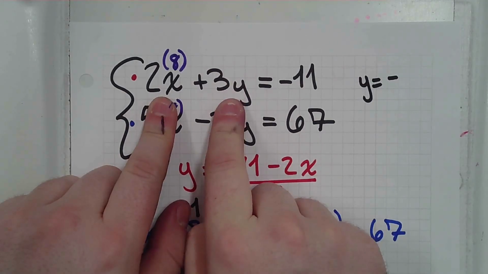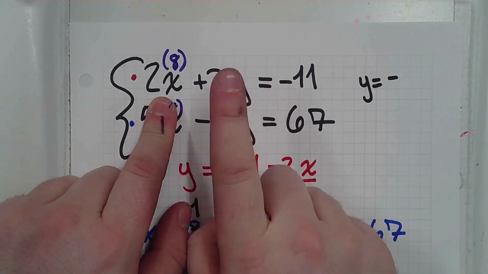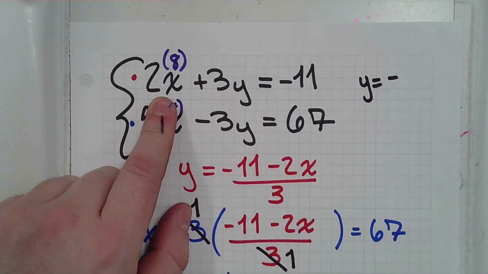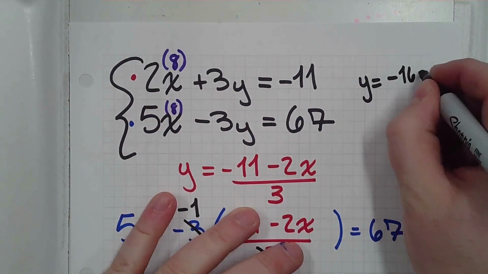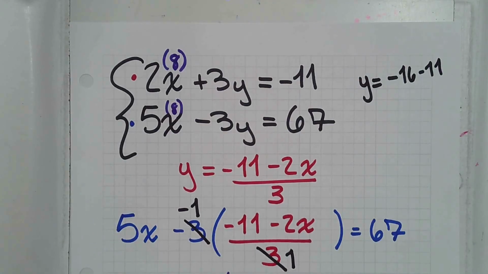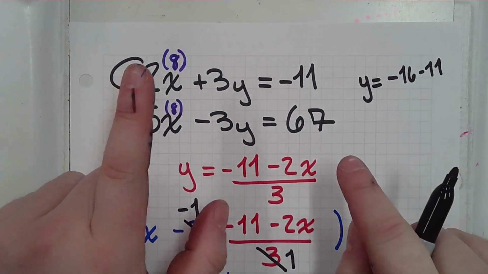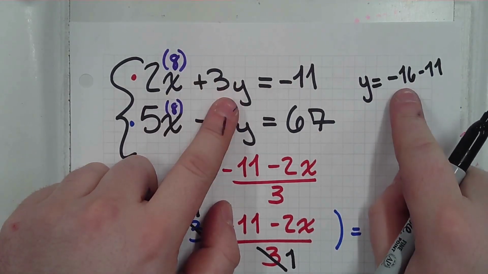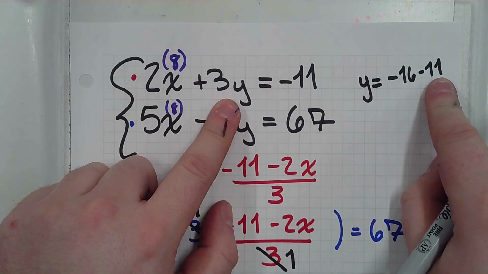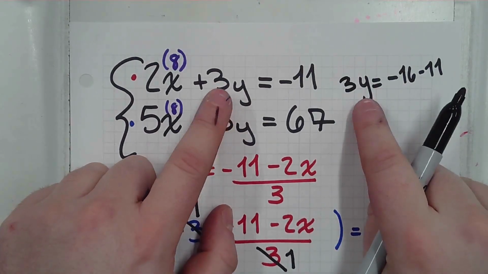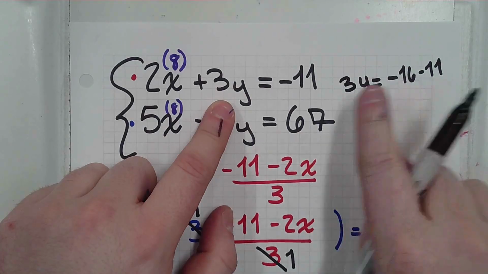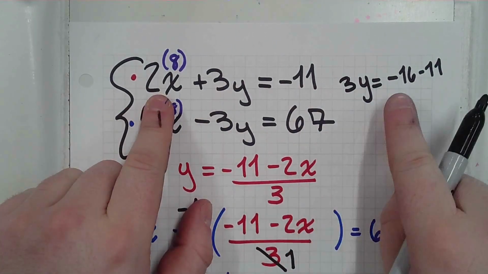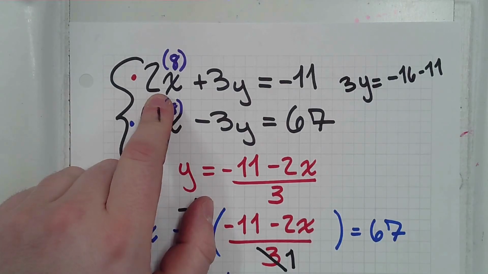16 minus 16 would get us 0, right? So 16 minus 16 and minus 11 will get us -11. I want to point that out again. This is 16, so if this part right here equals -16 minus 11, then I get -11. 16 minus 16 minus 11 is -11.